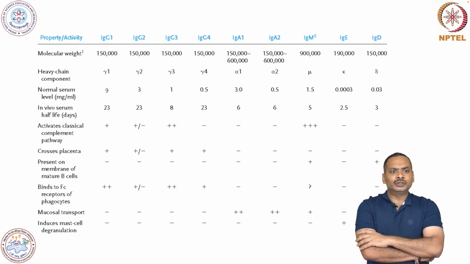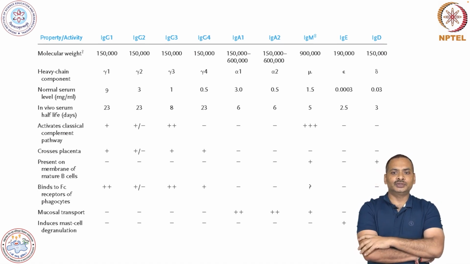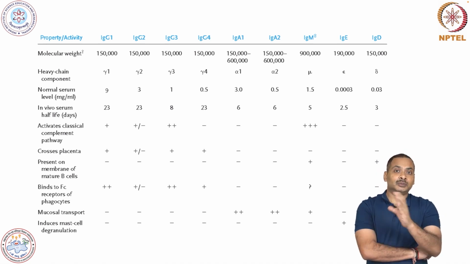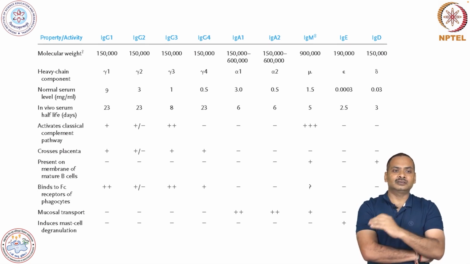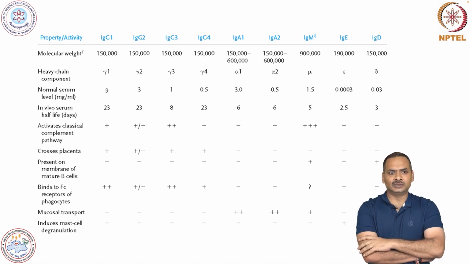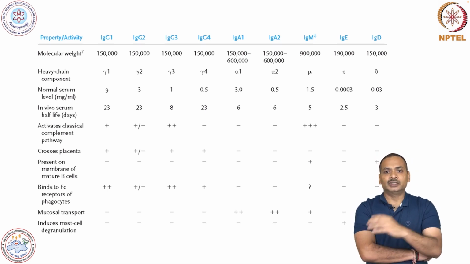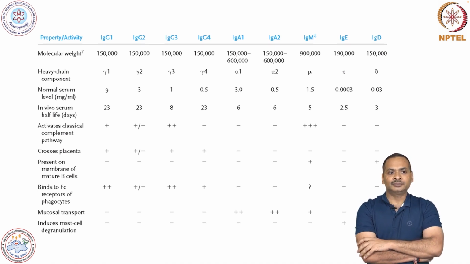And in vivo serum half life, so all immunoglobulins have some half life, and if you see very carefully, the subclasses of IgG have the highest half life in the serum. That is IgG1, IgG2 and IgG4. The half life is about 23 days.